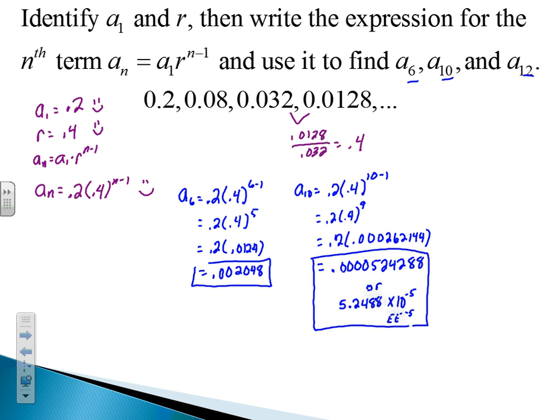So taking a look at our last one, a sub 12, and so if that was a very small number for 10, the 12th one is going to really be small. So here we're going to say 0.2 times 0.4 to the 12 minus 1. So that's really to the 11th power. And at this point, I didn't even bother writing out 0.4 to the 11th power because it becomes such a large, awkward number. So here we would say it's about equal to, just type this into your calculator, 0.2 times 0.4 to the 11th power.